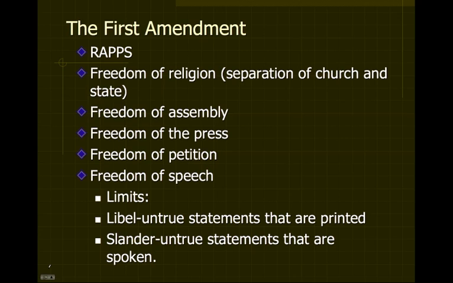Now, there are two main limits to the First Amendment. The first one is something called libel, which means that you print untrue statements about a person. That is not protected, so you can't lie about somebody. And slander, which is an untrue statement that is spoken. So if you're giving a speech, a public speech of some sort, you cannot tell lies about people. Those are not protected parts of free speech.